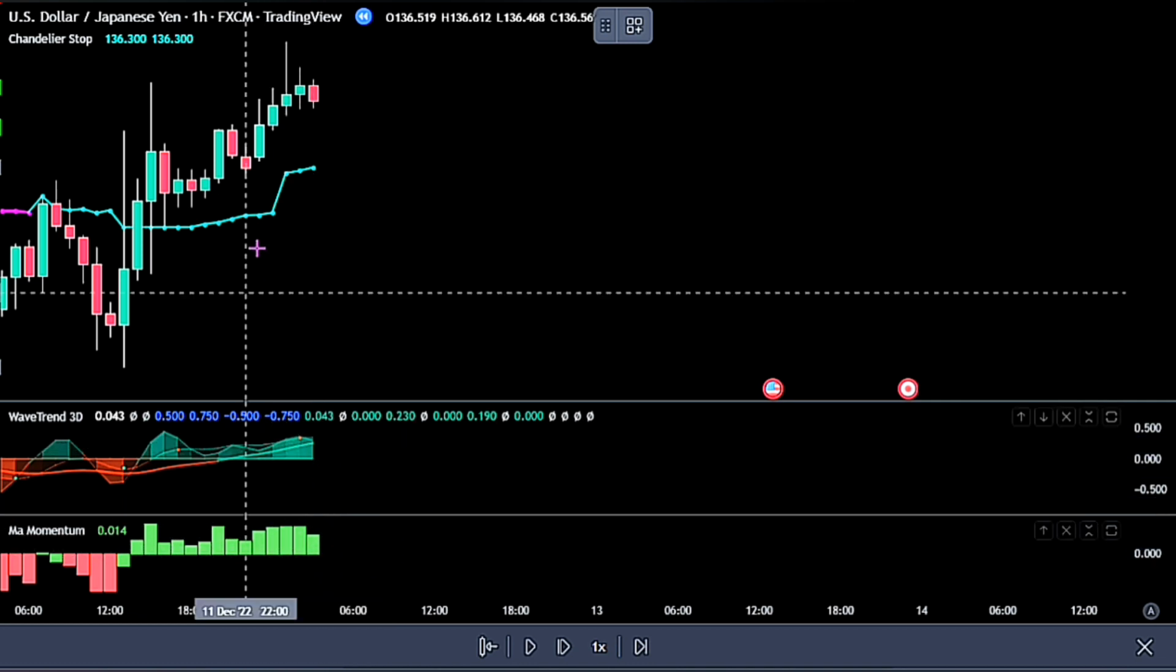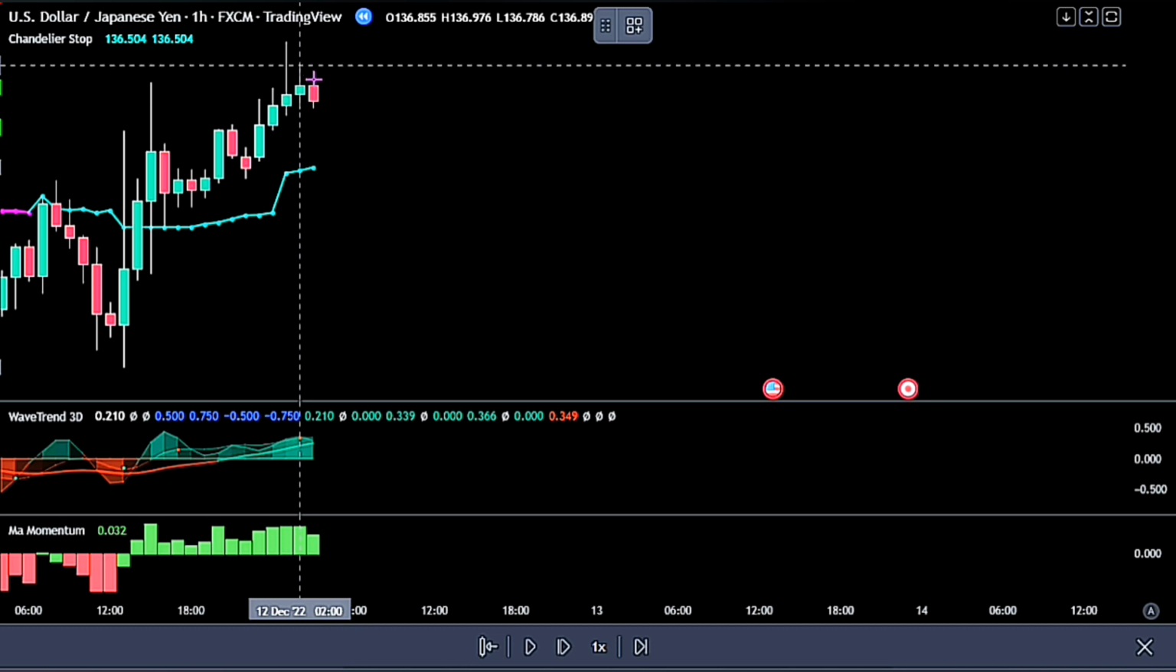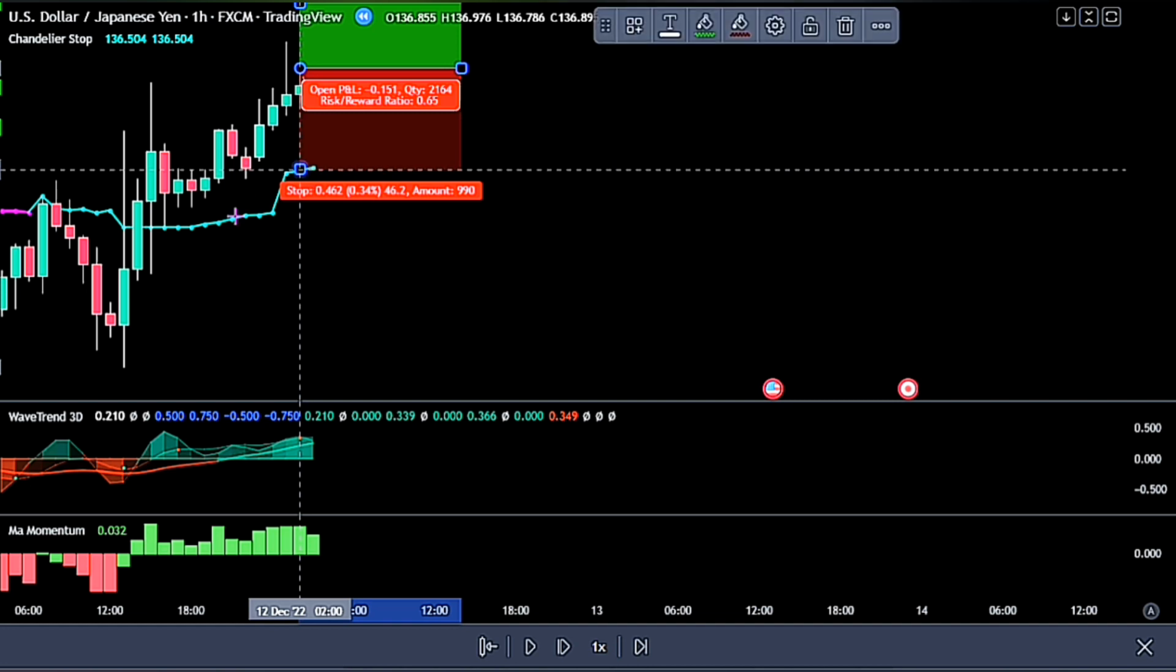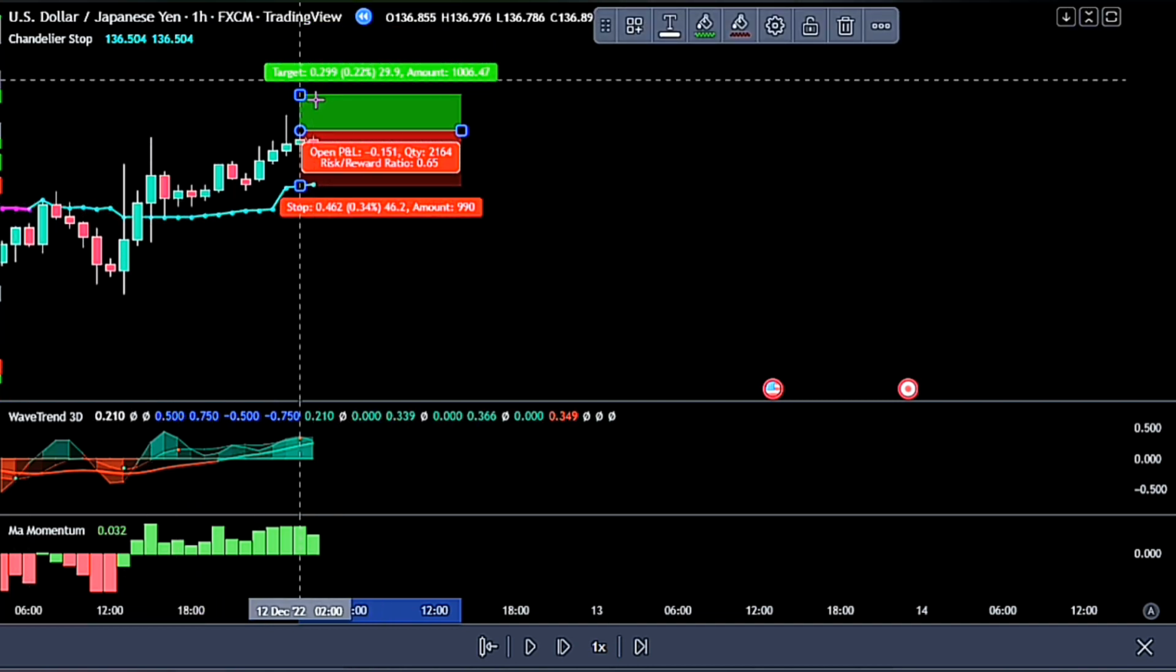Once we have these conditions met, we would then have to place our buy stop order at the peak of the trigger candlestick. Stop loss at the chandelier while take profit is at 2 times the risk.